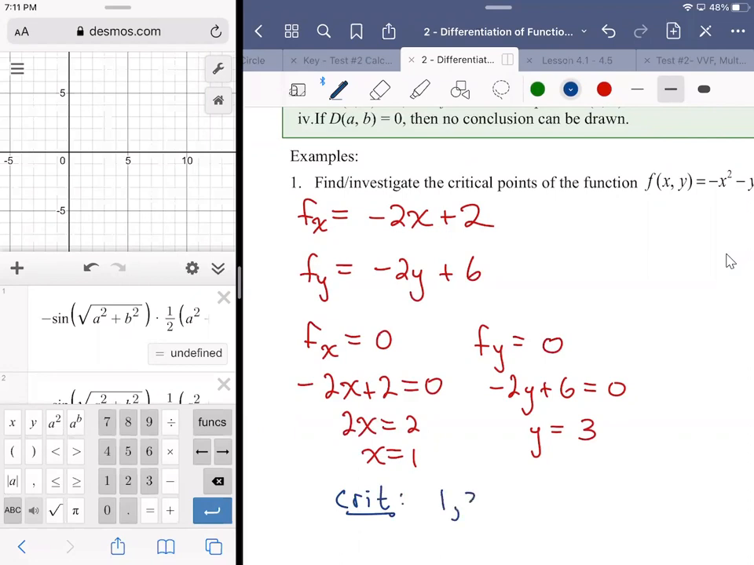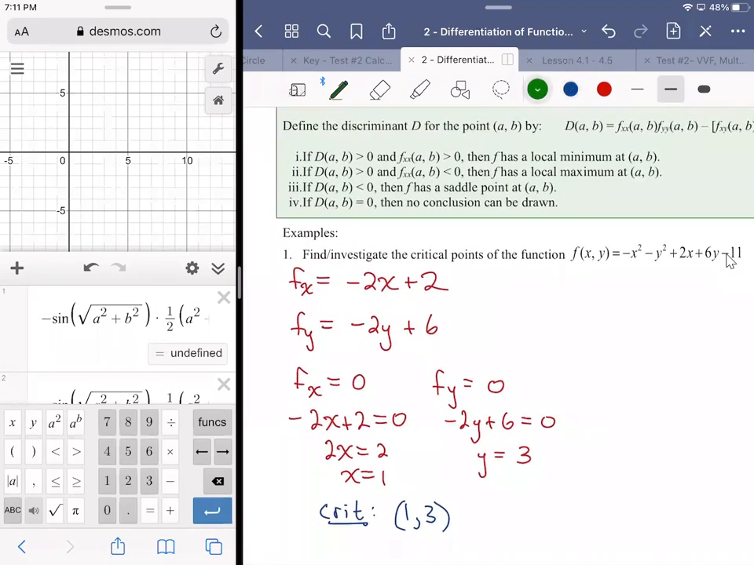One, 3. That's all you need. All right. So my second order partial with respect to x, very nice and simple, is -2. With respect to y, -2. Also need my mixed. Right. So, you know, pick your poison, doesn't matter which one. I'll do f sub xy.